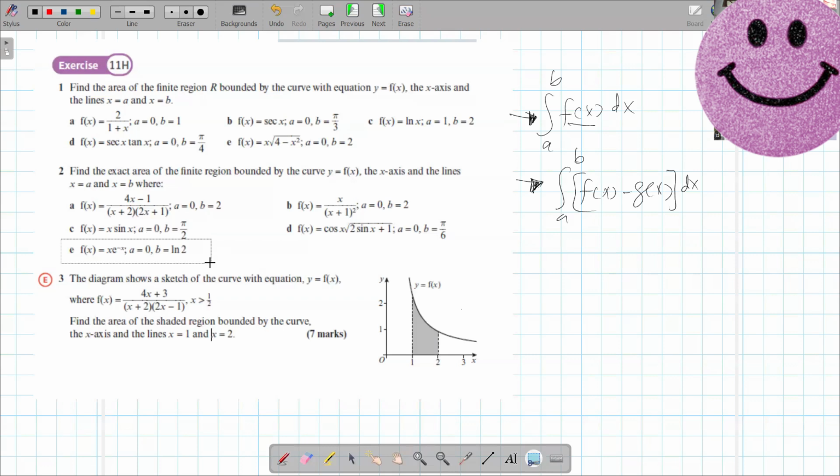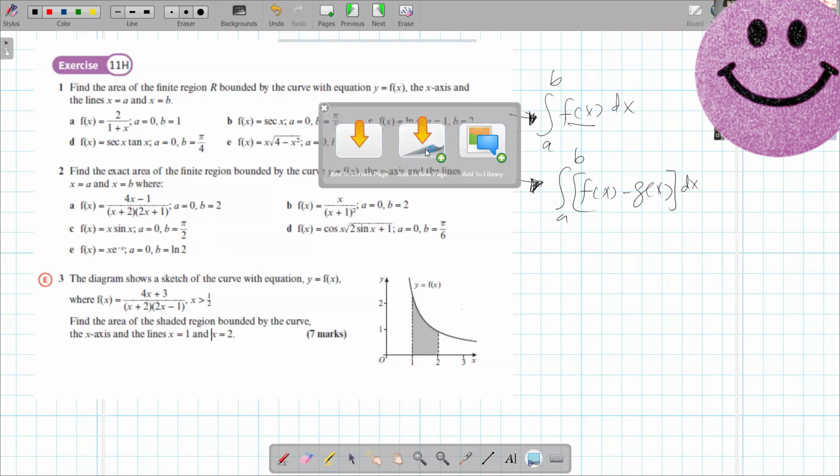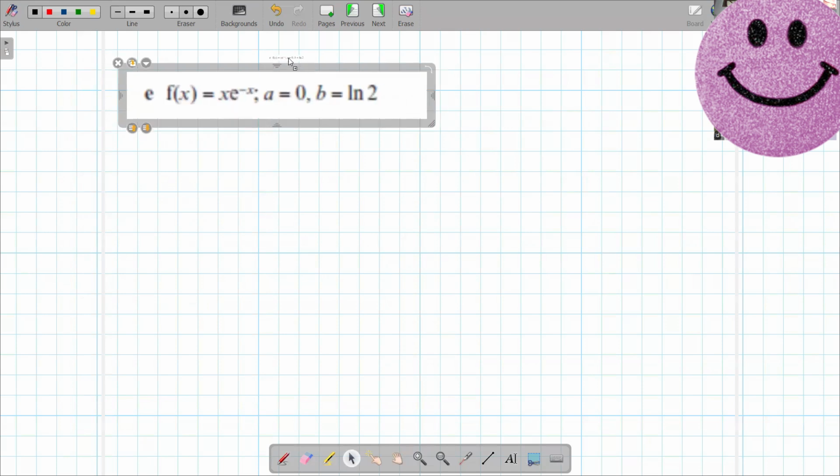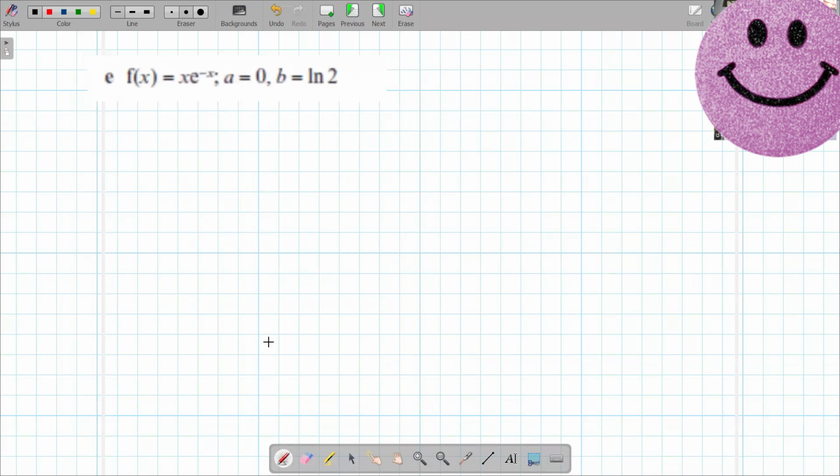The exact area of the finite region bounded by the curve f of x, the x-axis, and the lines x equal to a and x equal to b. In this question, you have to find the area under the curve between these two limits, from 0 to log of 2.